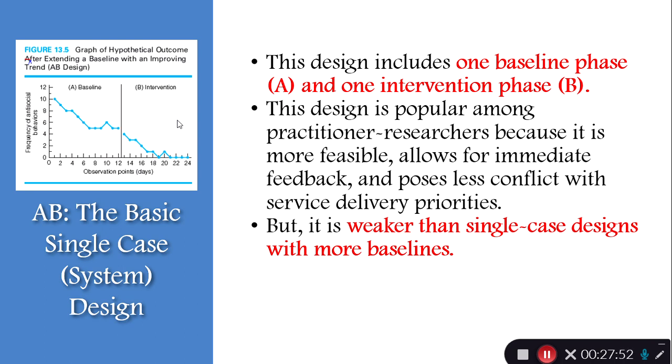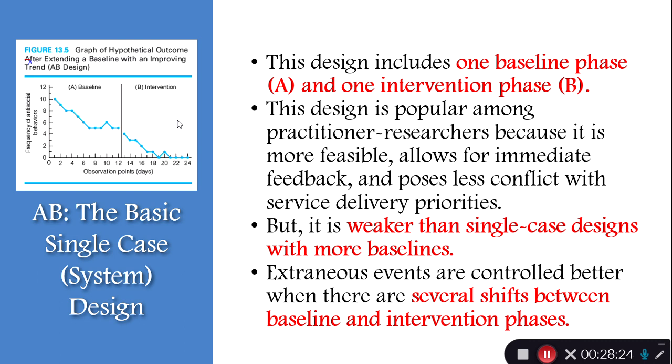So essentially, including multiple baselines and multiple intervention phases allows us to replicate what we're finding over and over again, and it provides more credible and stronger evidence that it was only after the introduction of the intervention that we were able to see this change in the dependent variable. So the more we're able to show that through multiple baselines and multiple intervention phases, the more credible and reliable our results are.